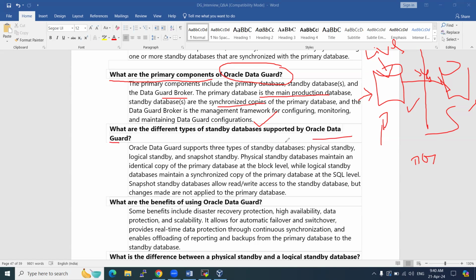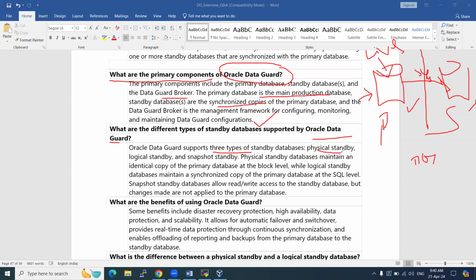And what are the different types of standby databases supported by Oracle Data Guard? We have multiple Data Guard types, three types majorly. We have one more also, the active Data Guard setup, but that is a different scenario. Three types of standby databases we can manage.